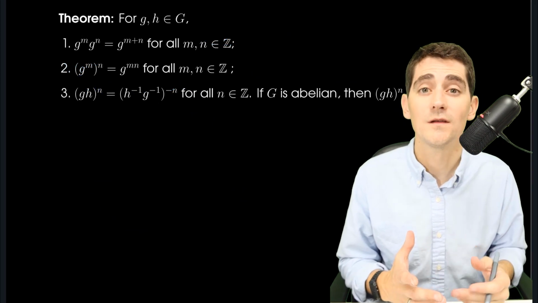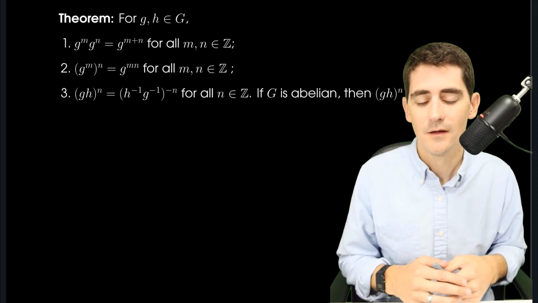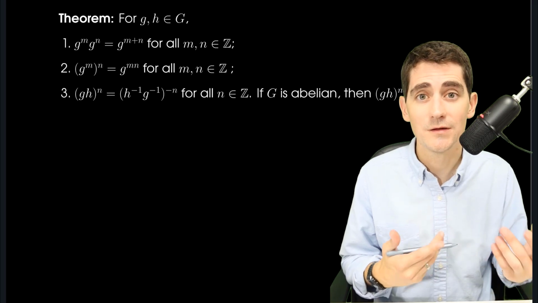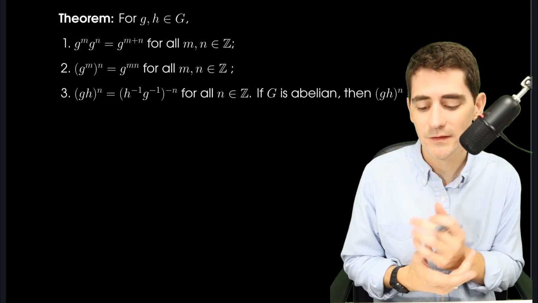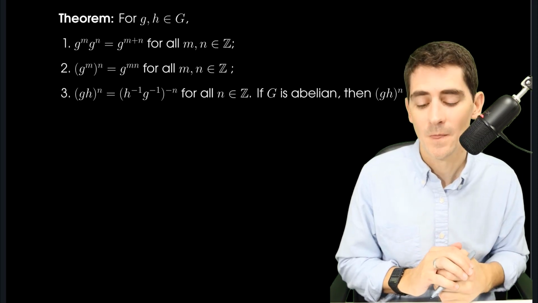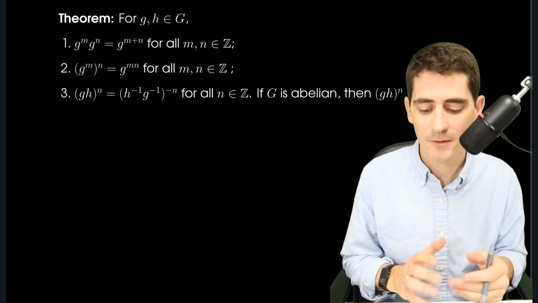All right, so let's look at this theorem. We have for two elements g and h in G, that g to the m times g to the n is the same as adding those exponents together, g to the m plus n. So these are our exponent laws, and they look very familiar to us, at least the first two. Multiplying two things together means you add their exponents together. Raising exponents to a power means you multiply the exponents together.